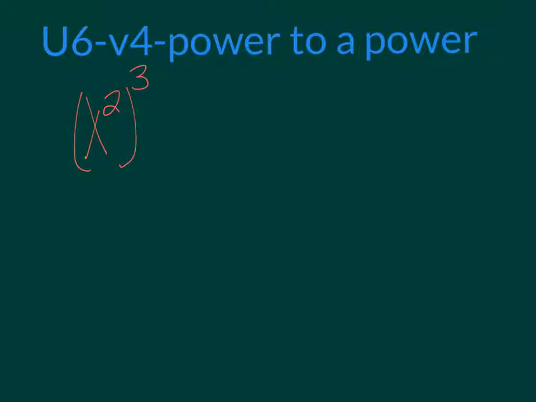Now, you always take care of the outside exponents first. So I'm going to take care of this 3 first. This 3 tells me that I have this 3 times. So I'm going to have x to the second times x to the second times x to the second. So that got rid of that 3. Now it's a multiplication problem, and we know with multiplication we're going to add our exponents. So 2 plus 2 plus 2 is 6. So this is my answer.